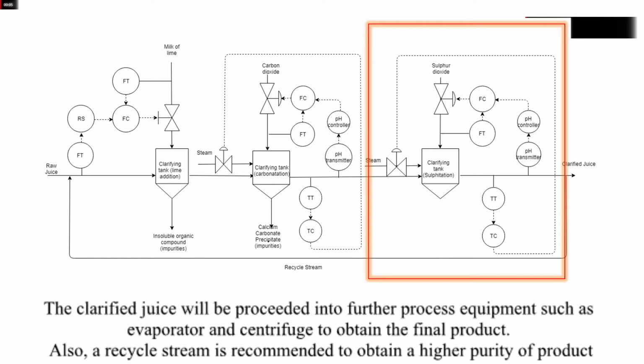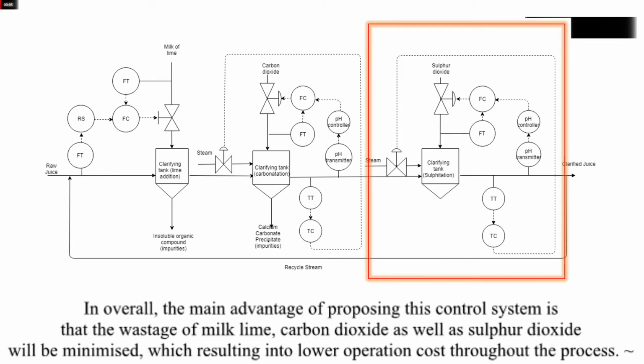The clarified juice will be processed further in equipment such as the evaporator and centrifuge to obtain the final product. Also, a recycle stream is recommended to obtain a higher purity of product. Overall, the main advantage of proposing this control system is that the wastage of milk of lime, carbon dioxide as well as sulfur dioxide will be minimized, resulting in lower operation costs throughout the process.